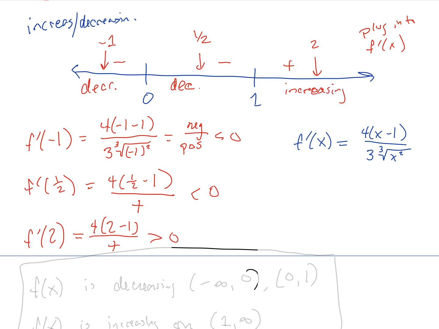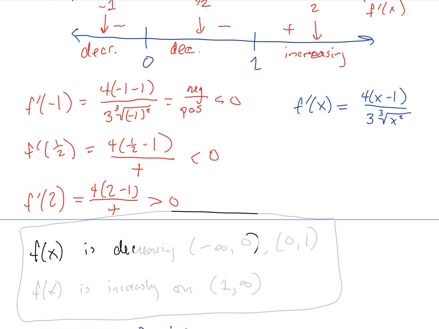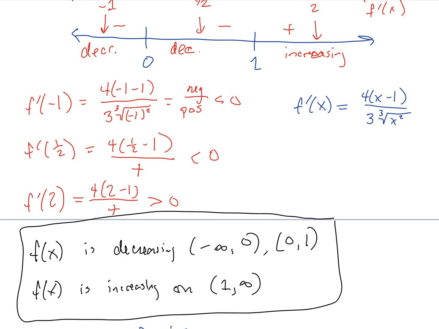And so this tells us that the original function, f of x, is decreasing on the interval from -∞ up to 0, and also from 0 to 1. We don't necessarily know that f is decreasing at 0 because there is no derivative. The derivative does not exist at x equals 0. So we just know from the open interval negative infinity to 0 and the open interval 0 to 1. And we also know that f of x is increasing when the derivative is positive. So on the interval from 1 up to infinity. So those are the intervals over which our function is increasing or decreasing.